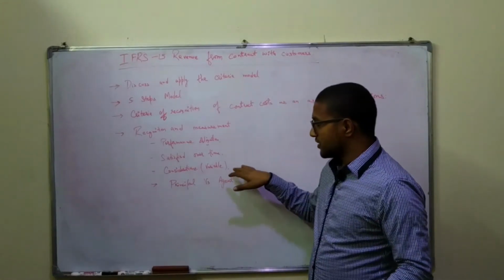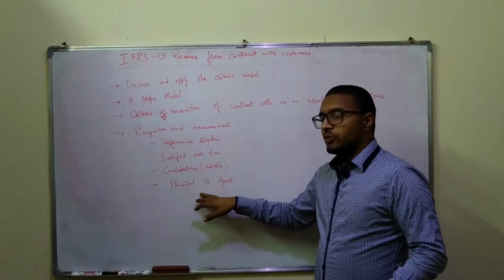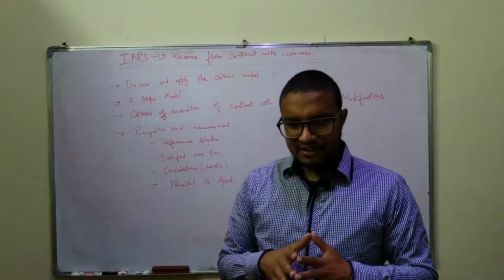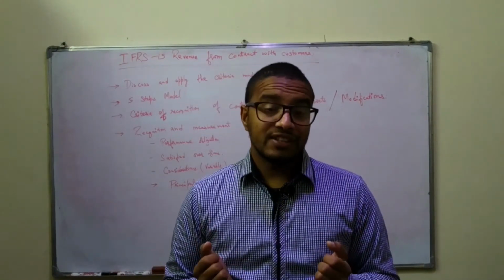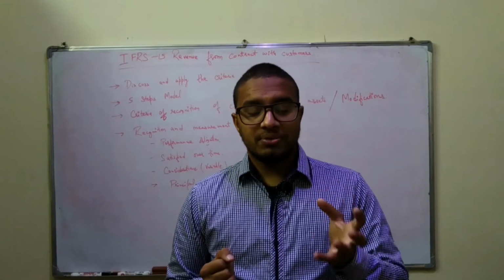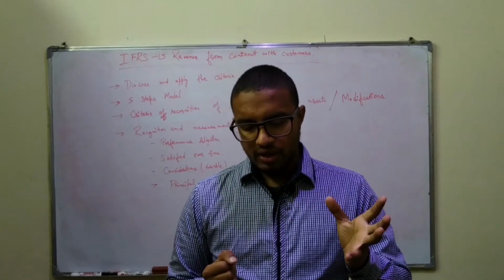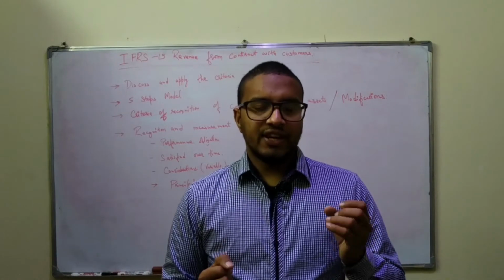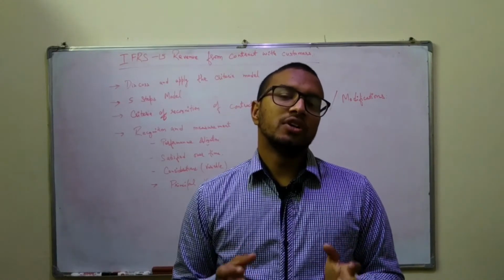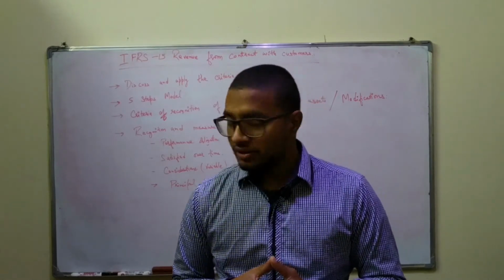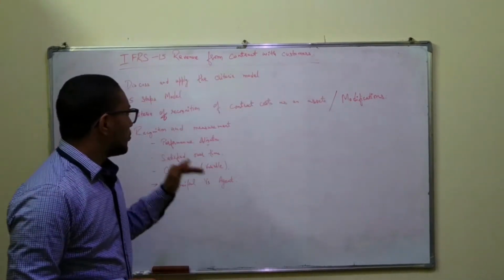So these are the things that we'll be looking at, and then we will also look at principal and agent, and how they will actually account for their revenue. Suppose the principal is the airline company, and the agent is just a ticketing company. How they will recognize the revenue, we'll look at that. So yeah, let's move into what is revenue.